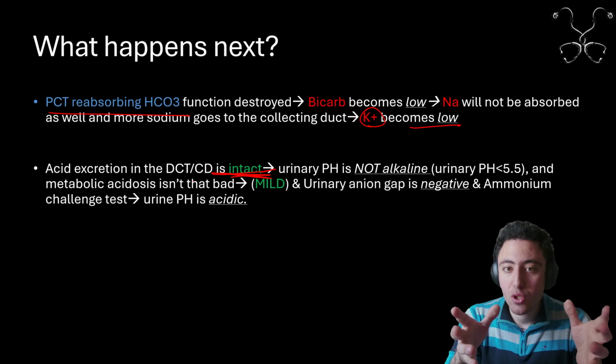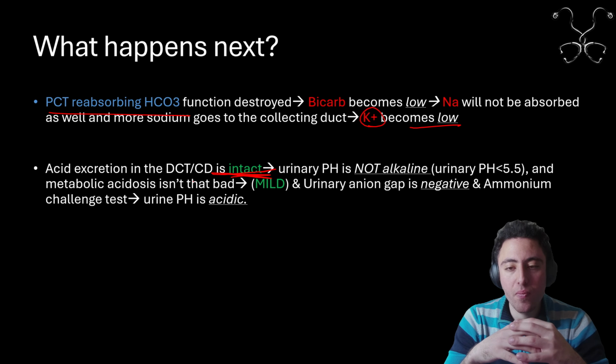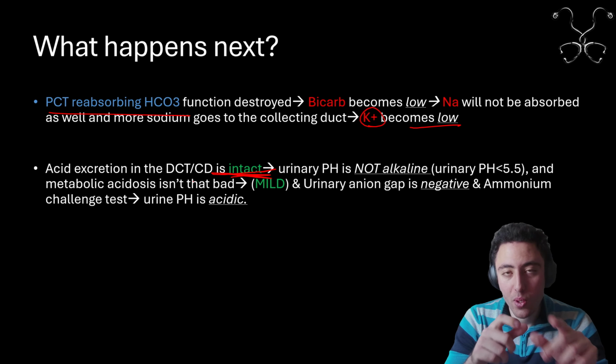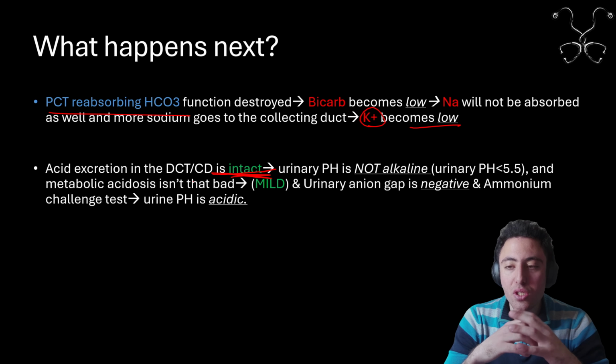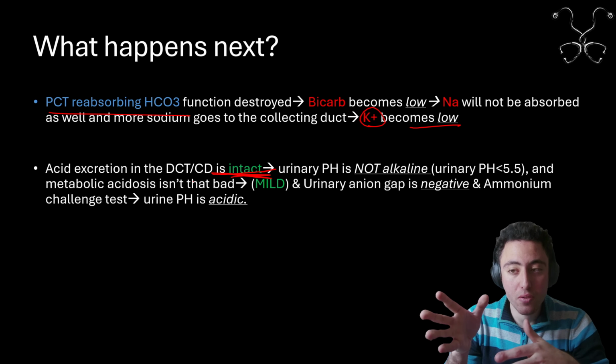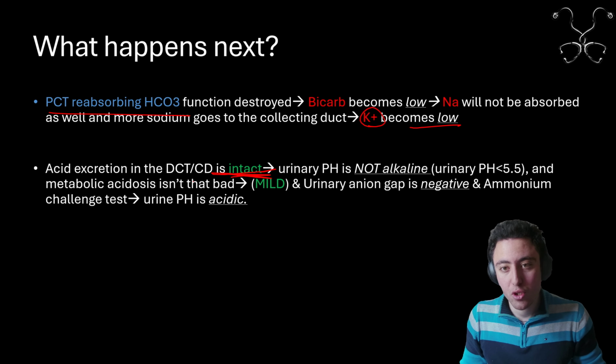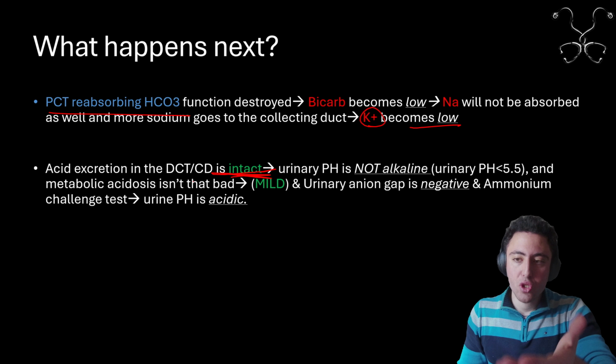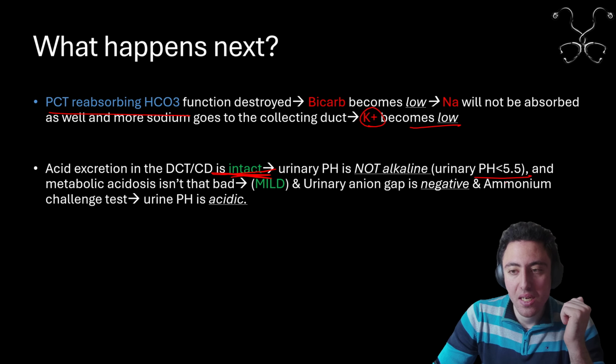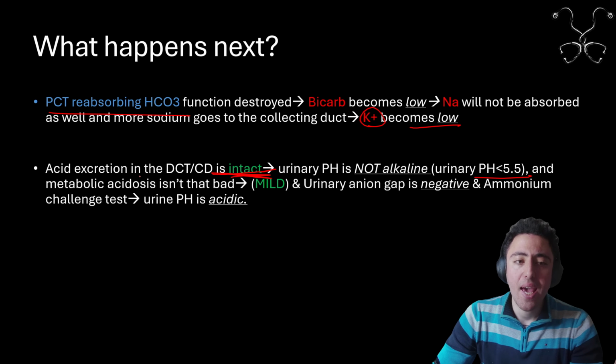Normally, the urinary pH is under 5.5. So you're going to find there is normal urinary pH, under 5.5, because the patient is acidotic, so he has to excrete acid. When you excrete acid in urine, you basically get acidic urinary pH. So appropriately, you have acidic urinary pH, less than 5.5. Okay, and the metabolic acidosis is not that bad because we're excreting the acid.